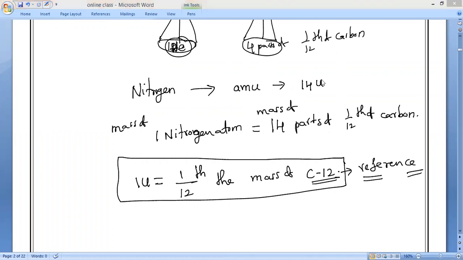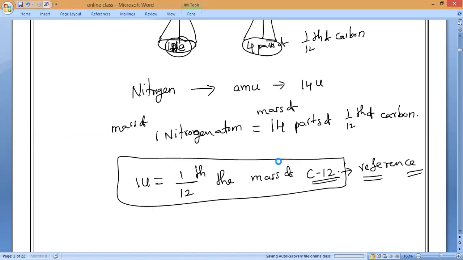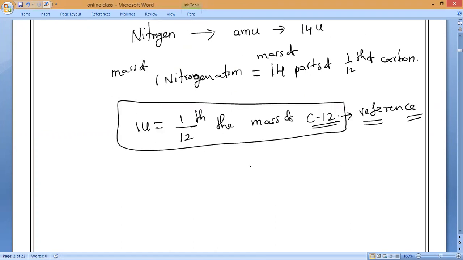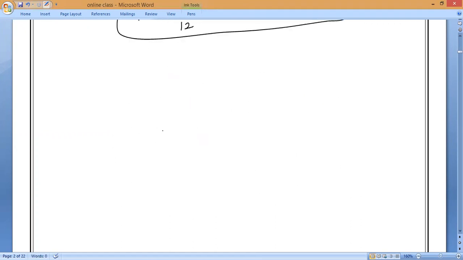Now we are going to study the next one. If these atoms are combined together, we form something. What is that called? Molecules. So that is what we are going to study.